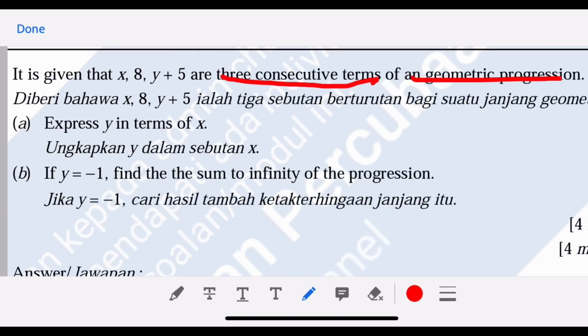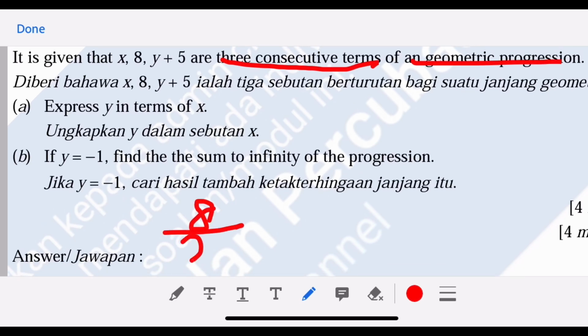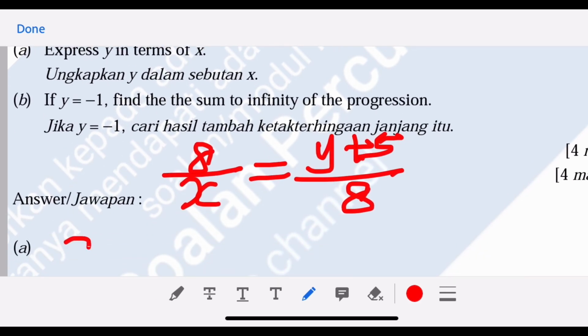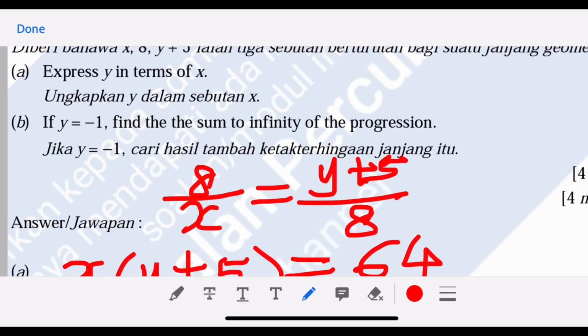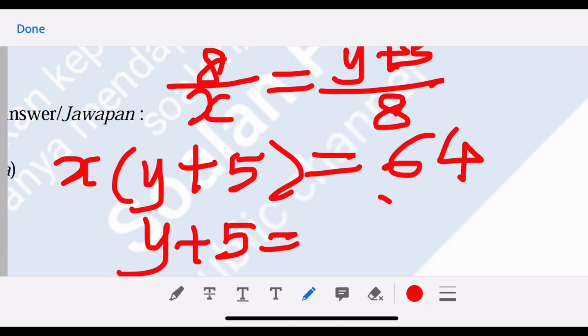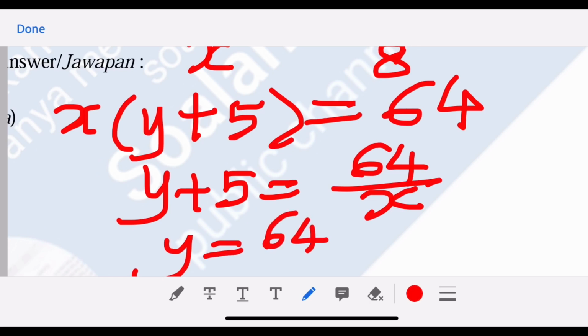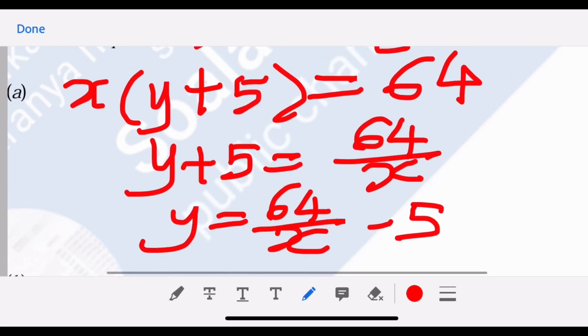The next one is about the geometric progression. You are given 3 consecutive terms. So when you see GP, always take the second term over the previous term, find the ratio, and then find the third term over the second term, another ratio, and then you equate them, make it the same. So T2 over T1 equal to T3 over T2, and then you cross multiply. Because we want y as a subject, you remain your y plus 5 at the left hand side. So you become 64 over x. Then y remain at the left, so the 5 bring over to the right, become y equal to 64 over x minus 5.